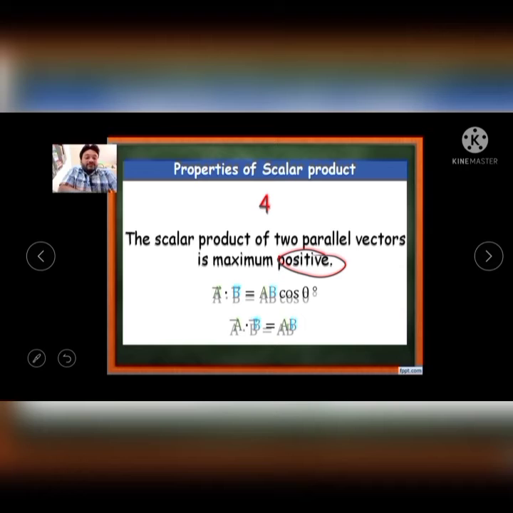Okay, the scalar product of two parallel vectors is maximum. When both the vectors are parallel, the angle between them is 0. So in the formula A dot B = AB cos theta, cos theta becomes cos 0. Cos 0 means 1, which means that the dot product between vector A and vector B is equal to the product of the magnitudes of both the vectors. This is the maximum value when both the vectors are parallel, and the dot product or scalar product between those two vectors will be maximum.